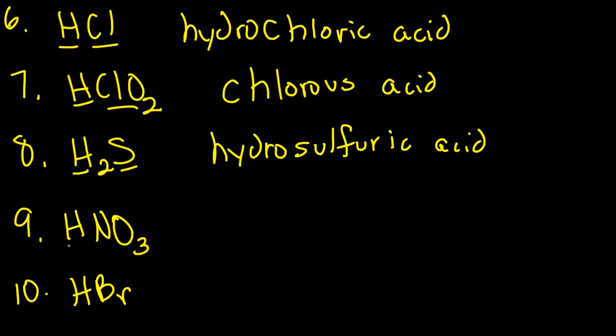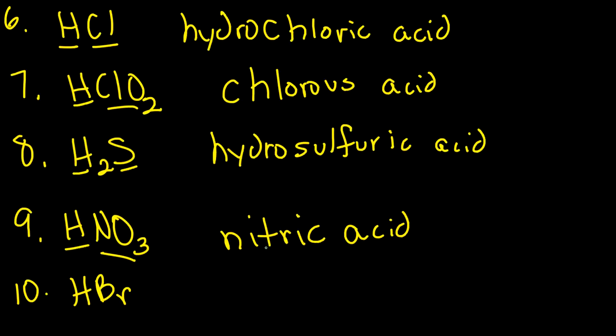Next example is HNO3. That's a ternary acid. Ternary acids, we don't name hydro. We base it off that polyatomic name. NO3 is nitrate. We change nitrate to nitric, and this is nitric acid.